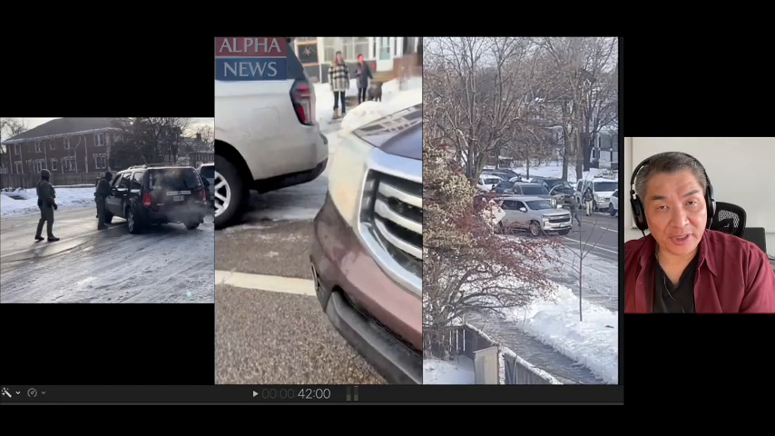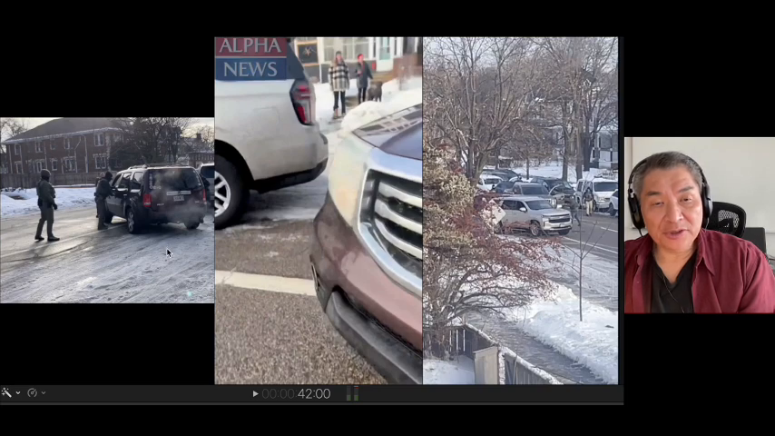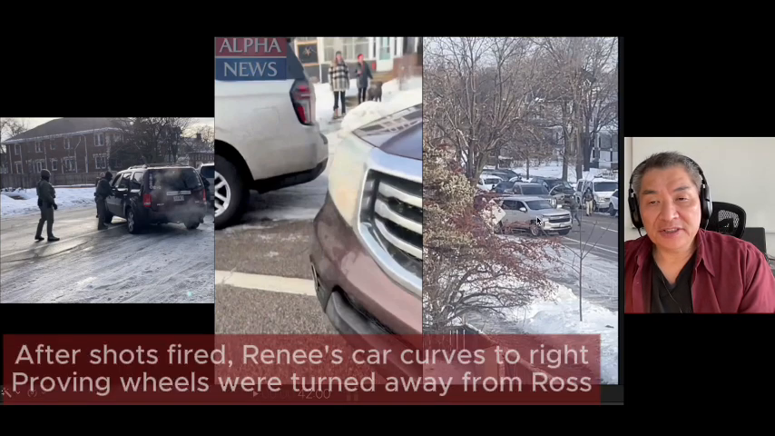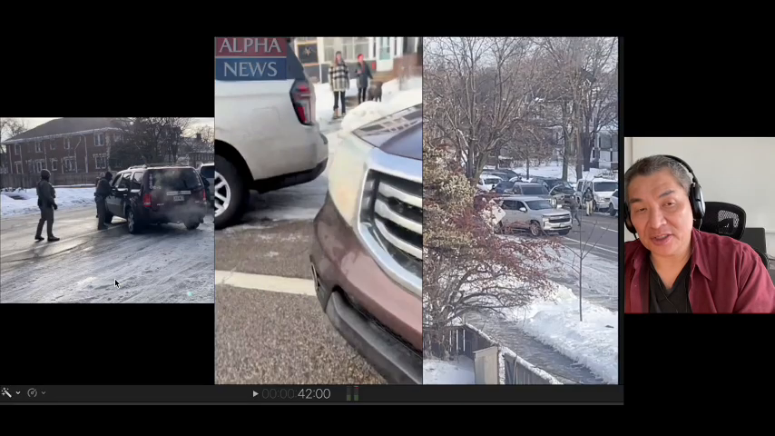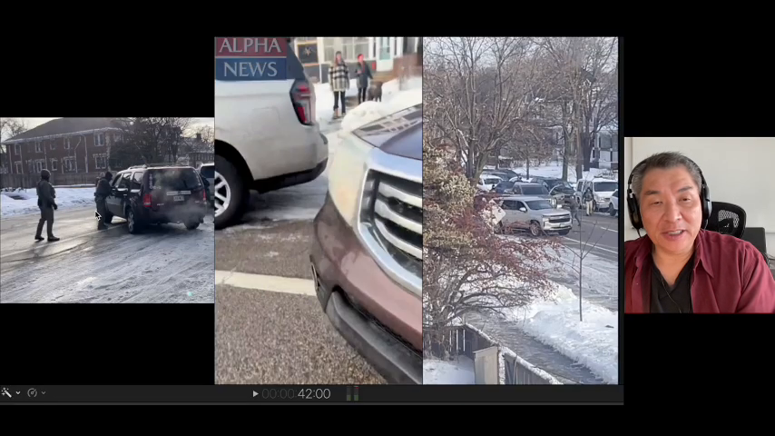So after the shots are fired, I'm going to play the rest on a wider shot, and I want you to notice two things. The first, look at the trajectory of Renee's car, and it actually curves. Same thing over here, which proves that she had turned the wheels to the right and did not intend to hit Jonathan Ross. Also, you'll see Jonathan Ross, he limps for a couple steps, and then he walks on.